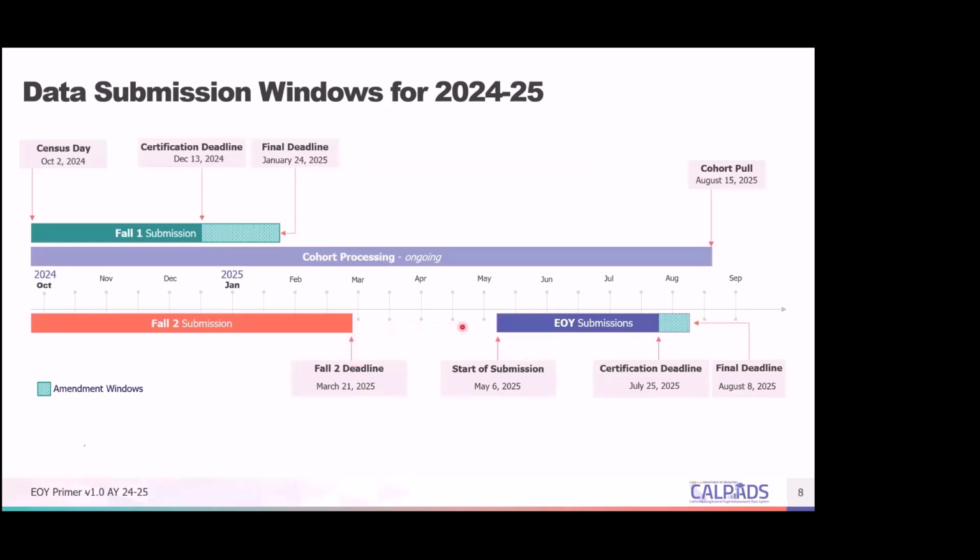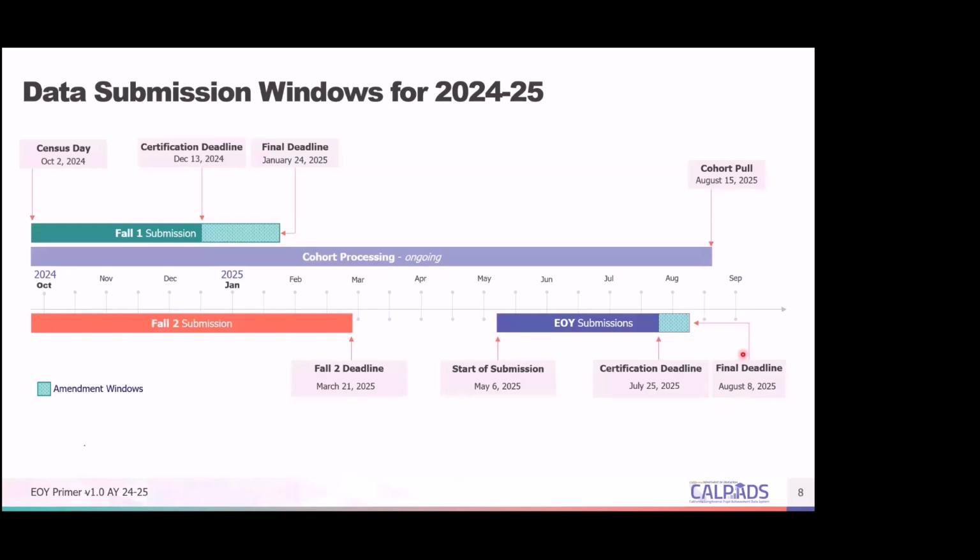We're now in a brief period of time in between the Fall 2 and the end of year submissions. Again, the end of year submissions begin on May 6th. This is when your snapshots, reports, and certification errors will become available. The end of year submissions have an initial certification deadline of July 25th, 2025. And this will be the final deadline for end of year 1 and end of year 2. However, end of year 3 and end of year 4 require CELPA approval in addition to LEA approval.